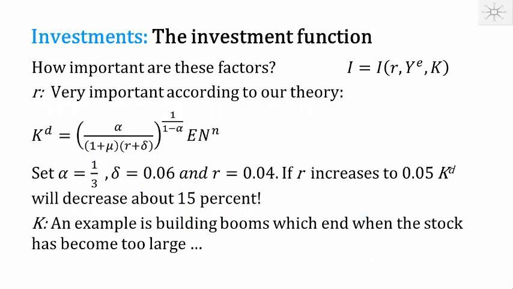Now, the interest rate, if you look at this theory, it suggests that the real interest rate should be very important, at least if you believe in the Cobb-Douglas production function. The real interest rate has a very strong effect on the desired capital stock. In the Cobb-Douglas production function, the substitution elasticity between labor and capital is 1, but estimates suggest a lower elasticity of substitution, but still we would think that the real interest rate is important for investment.